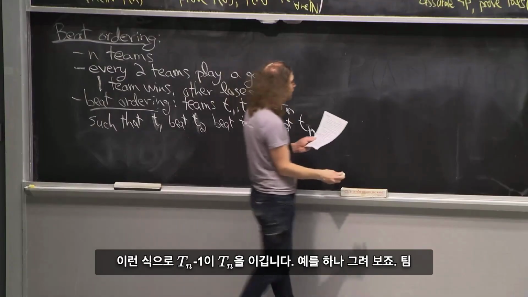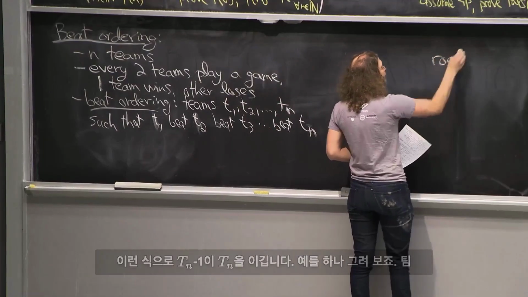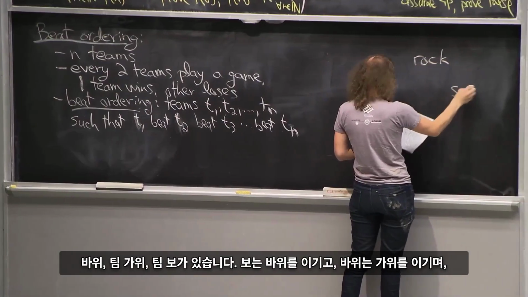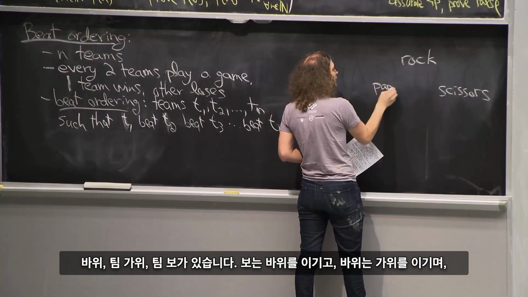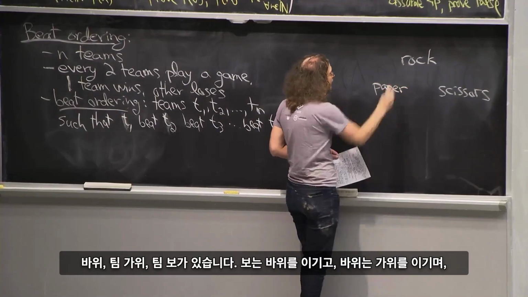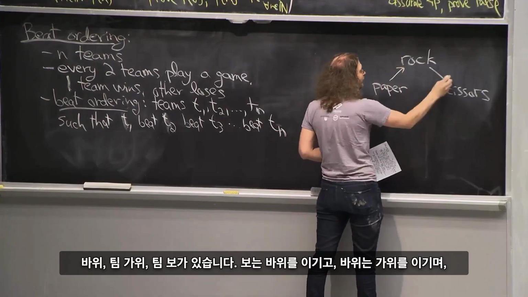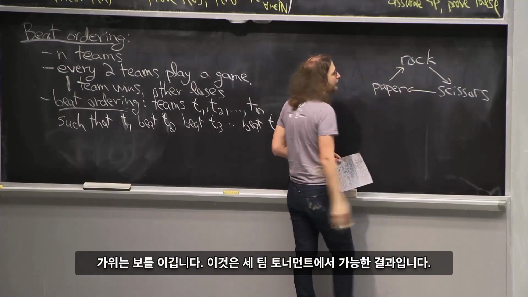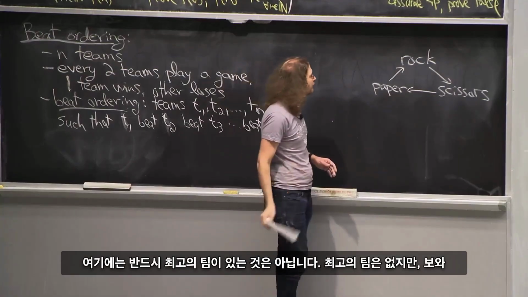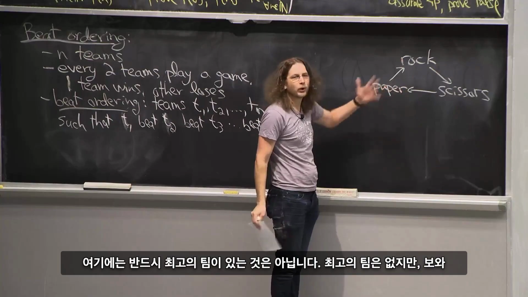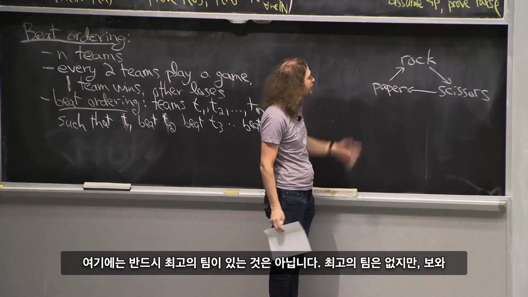Okay, let's draw a little example. There's Team Rock, Team Scissors, and Team Paper. Okay, paper beats rock, rock beats scissors, scissors beats paper. Okay, this is a possible outcome in a three-team tournament, there's not necessarily one best team here. There is no best team.